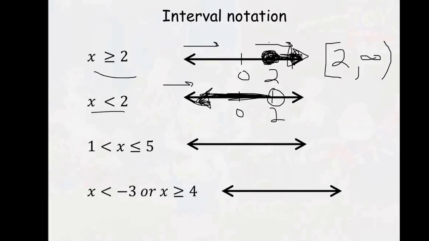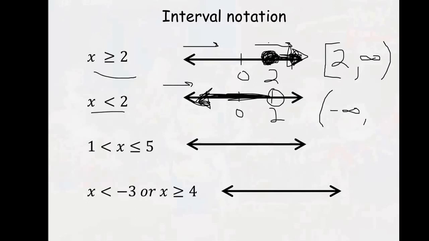The line shades forever and ever to the left, so I'm going to use parentheses, because the first number we're going to see is negative infinity. Seems kind of weird, but yes, it's real. Since we're never going to touch negative infinity, we use parentheses, and then we keep going left to right, and the last number we see is a 2. Open circle, so we use parentheses here, and these are our intervals.